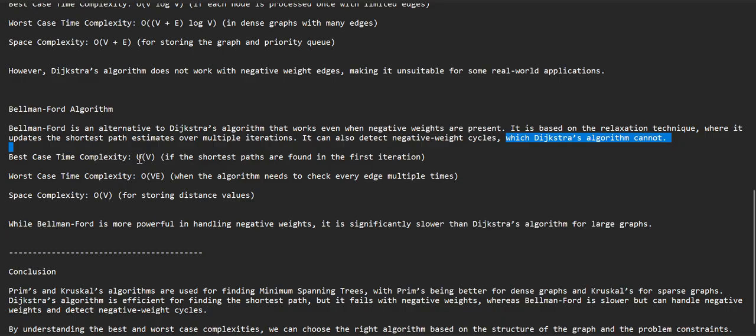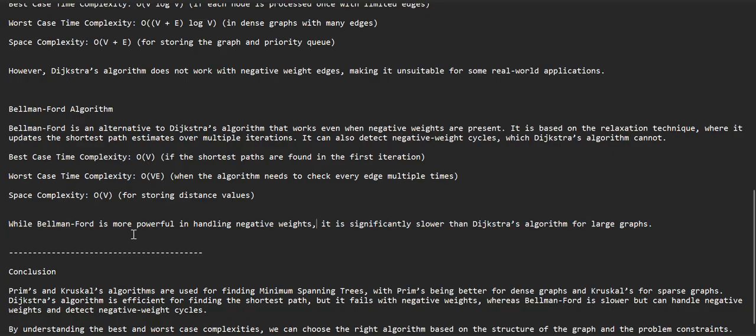Best case complexity is order of vertices, O of V. Worst case complexity is order of vertices times edges, that is O of VE, when the algorithm needs to check every edge multiple times. This is the worst case. And the space complexity is order of V for storing distance values. While Bellman-Ford is more powerful in handling negative weights, it is significantly slower than Dijkstra's algorithm for large graphs. This is the disadvantage.